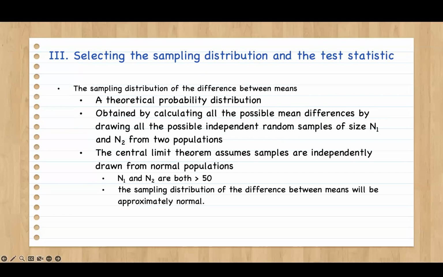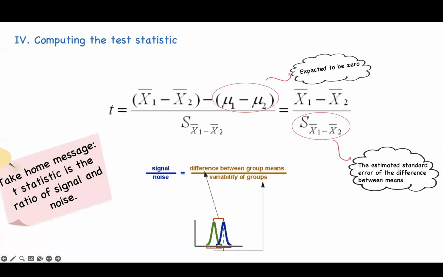And the properties of the sampling distribution of the difference between two sample means are determined by the central limit theorem. It assumes that our samples are drawn independently from normal populations. If the sample size is big enough, say larger than 50, the sampling distribution of the difference between means will be approximately normal, even if the original populations are not normal.